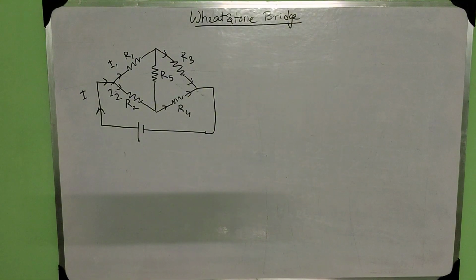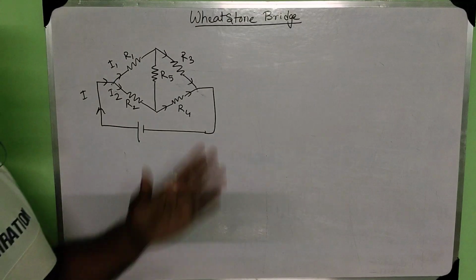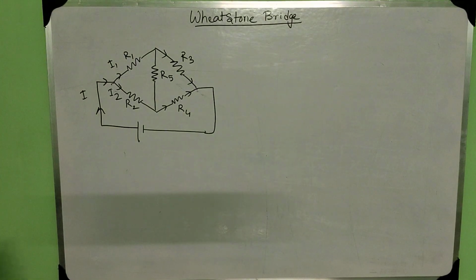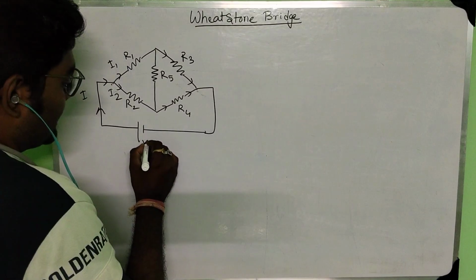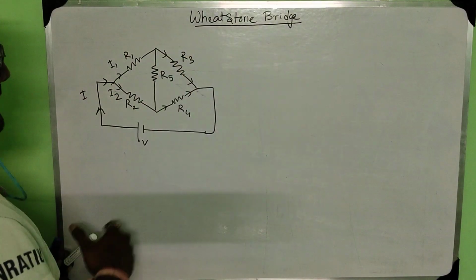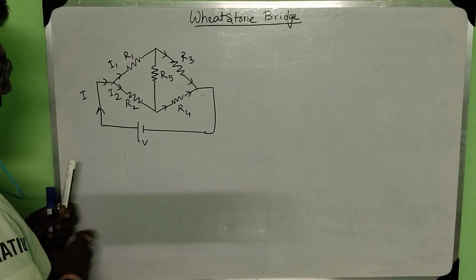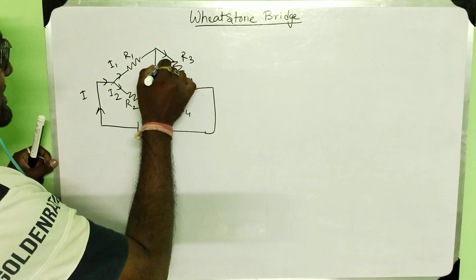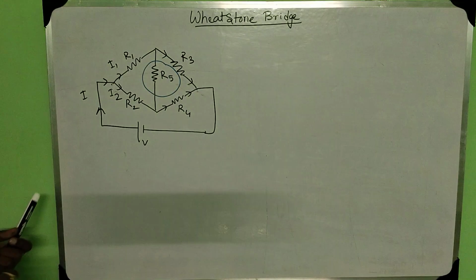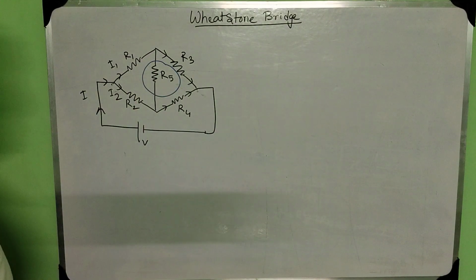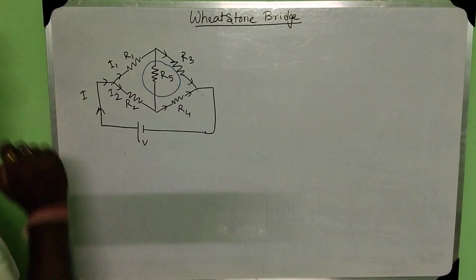The Wheatstone bridge actually is a principle. Wheatstone is the name of a scientist, and he gave a principle, and that is the Wheatstone bridge principle. This principle states that the main important thing of this circuit is this resistance.